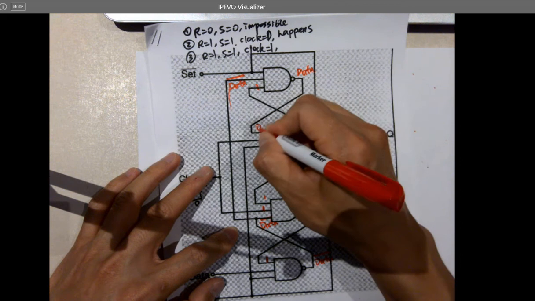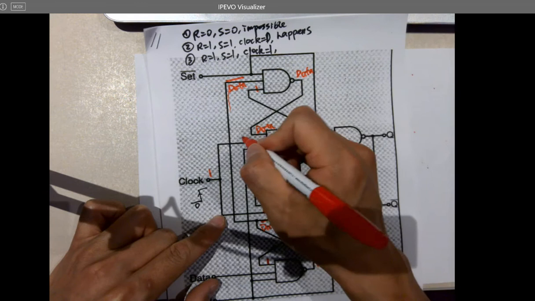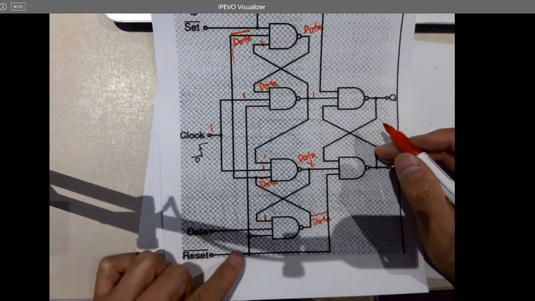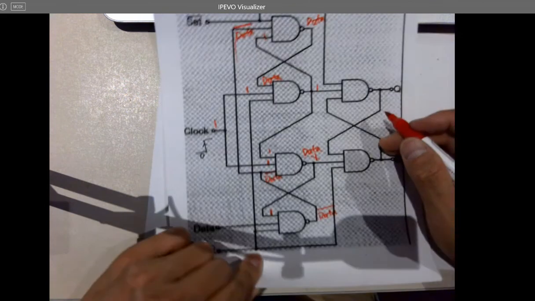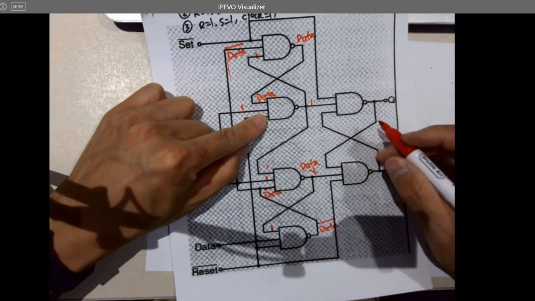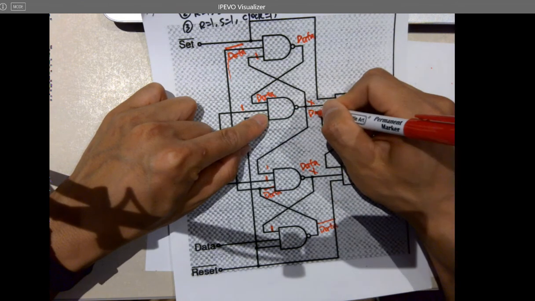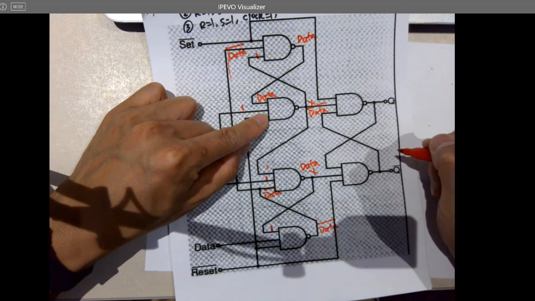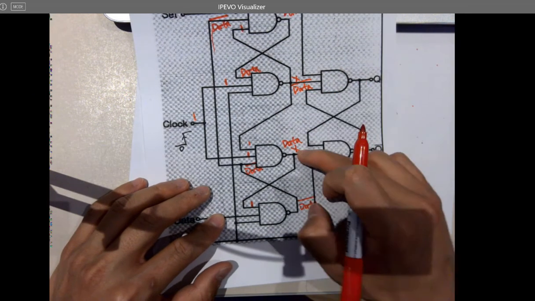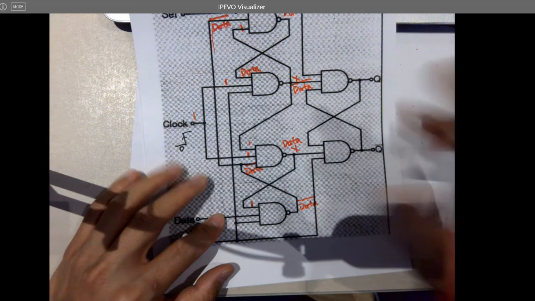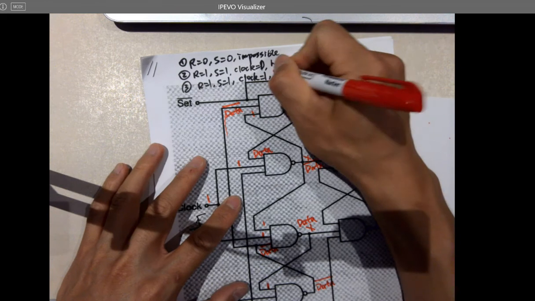And data will be sent to here. Since we assume clock is one, clock is one here. And since we are assuming set bar, reset bar is zero, is one now, so we ignore this input from the NAND gate. So data NAND one will be data bar. So it turns out that R has to be data bar, S has to be data, so they are inverted. That's why R equals one, S equals one, clock equals one is impossible.